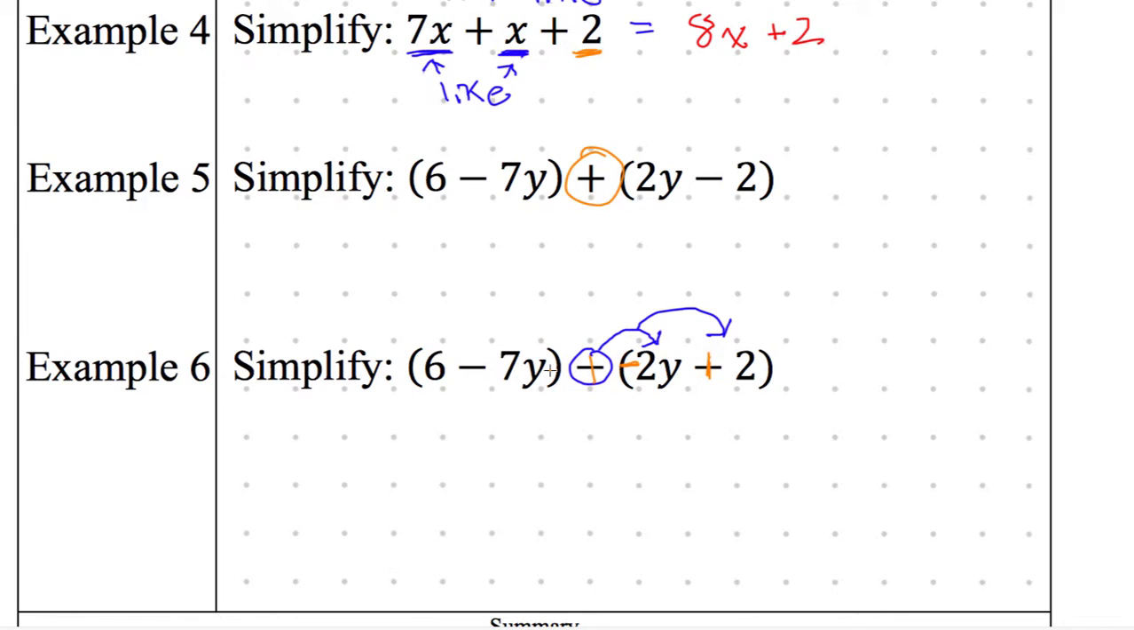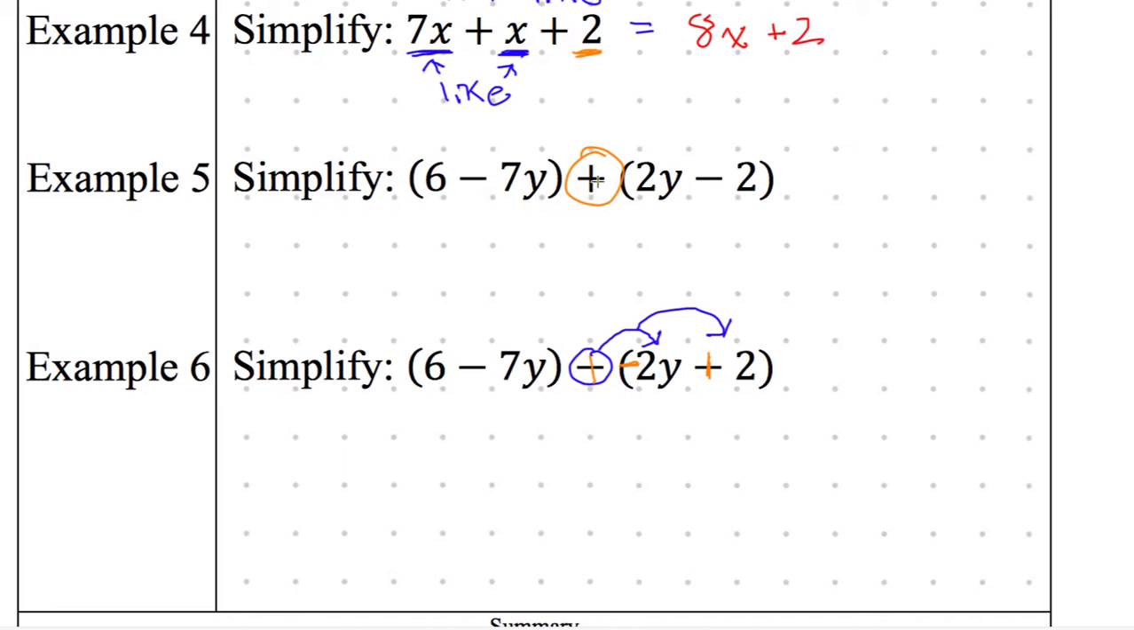So the main takeaway from subtracting polynomials: distribute the negative. Whenever you have a minus sign in between, distribute. If I didn't have a sign in between, that would be multiplying. That's going to be later, so don't worry about it yet either.